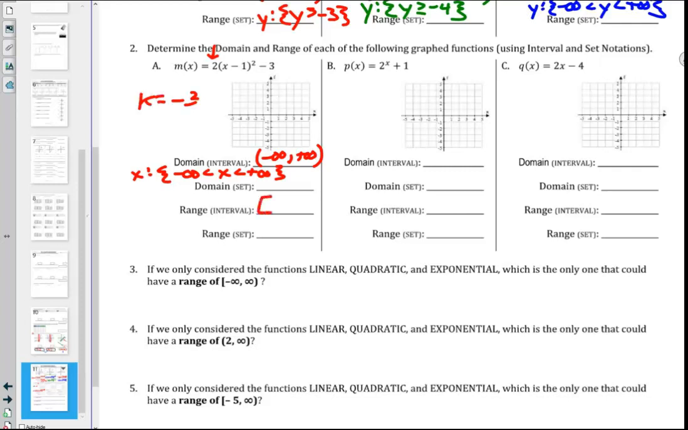My range here is going to be from -3 up to +infinity. -3 gets the bracket because the vertex will touch it. +infinity gets a parenthesis. Set notation might be easier here. It's just y greater than or equal to -3.